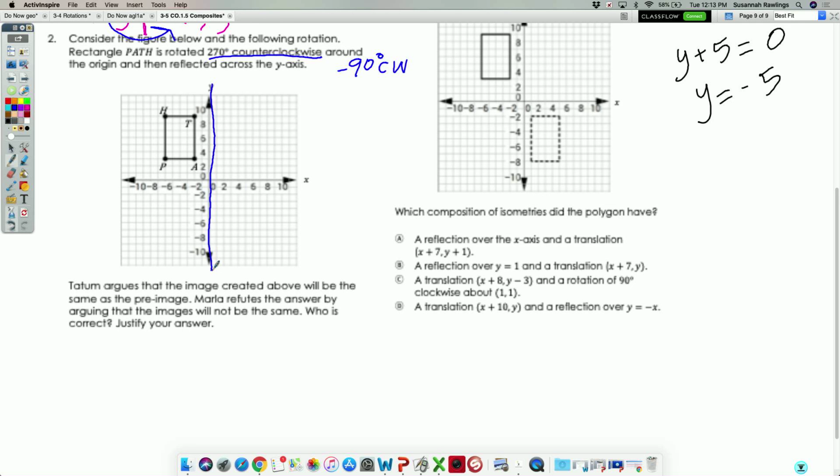Okay, so let's think about this logically. If I rotate it 90 degrees clockwise, where's it going to go?